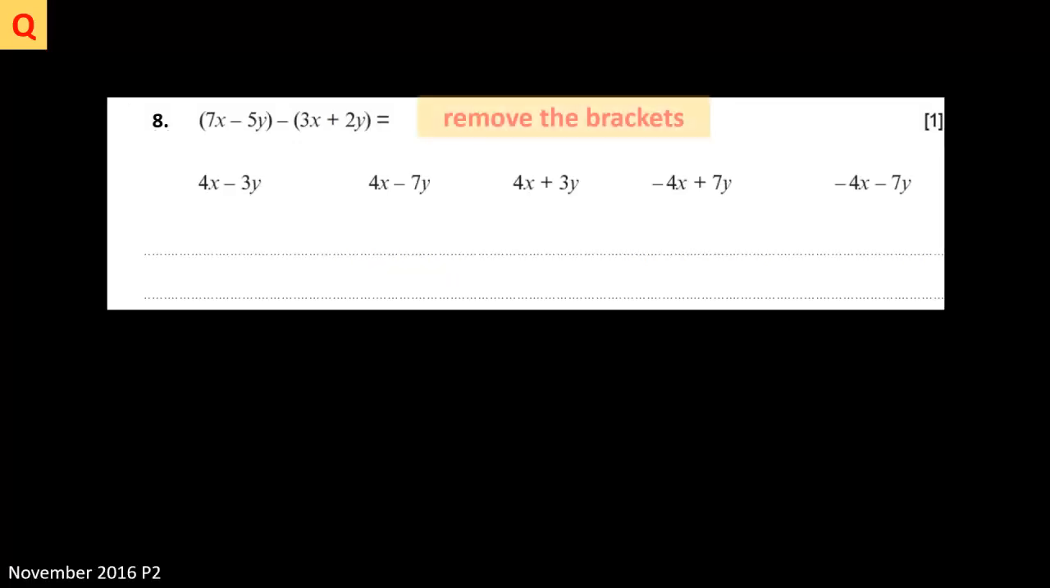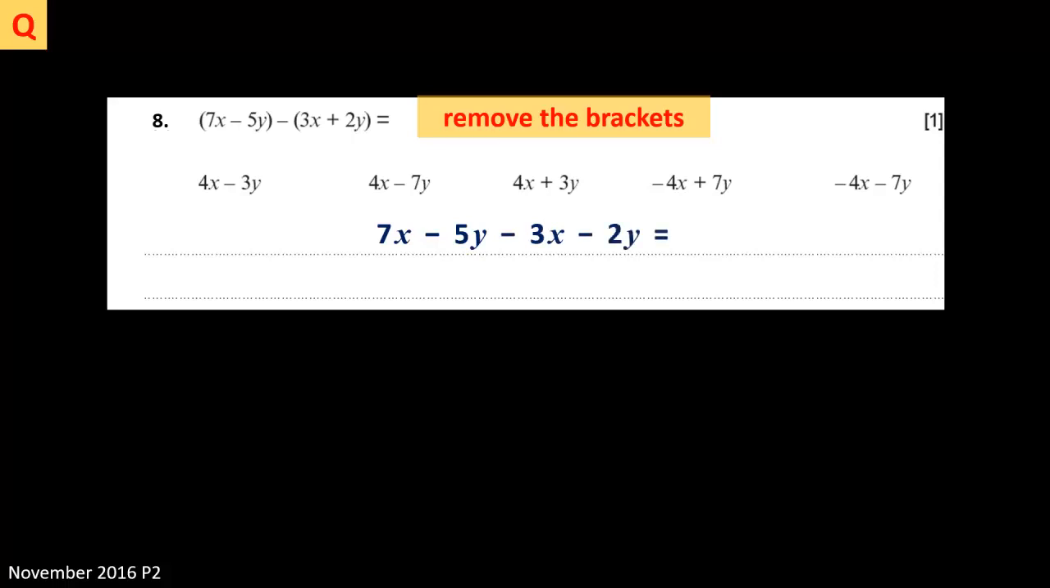Now, number 8. First thing we're going to do is remove the brackets. This is from a recent paper, November 2016. Now we've got that first bracket. There's nothing multiplying it, so we can just write that out. 7x minus 5y. This is the tricky bit here. We've got minus everything in the second bracket. So minus 3x is minus 3x. And then we got minus plus 2y.